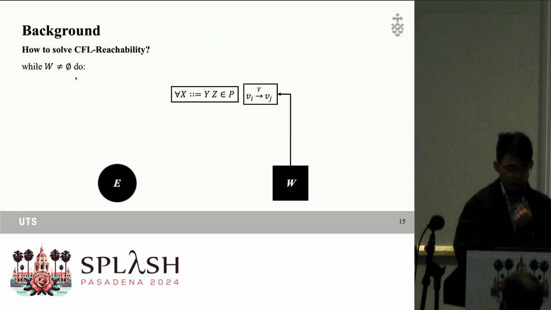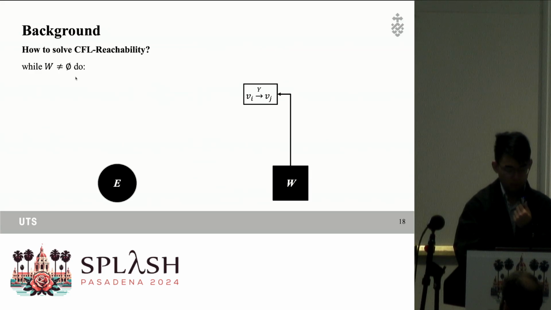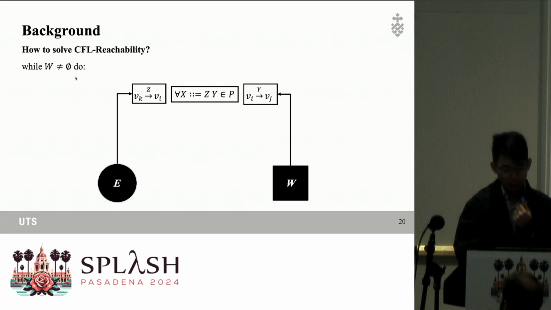Then the same process applies to the two terminals on the right-hand side. Then you will check its predecessors, and if it can generate new edges, you will move the new edges to the edge sets and the work list. And then you will do the same process to its successors.